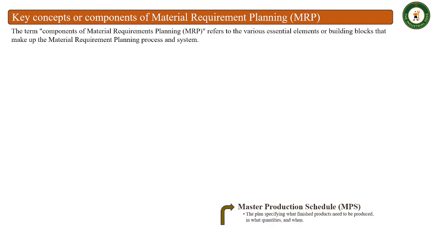The first is Master Production Schedule, MPS. The plan specifying what finished product needs to be produced, in what quantity and when. The MPS provides the production schedule and demand data for MRP. Second, Bill of Material. The structured list detailing the components, sub-assemblies, and raw materials required to manufacture a finished product. The BOM forms the foundation of MRP calculation.